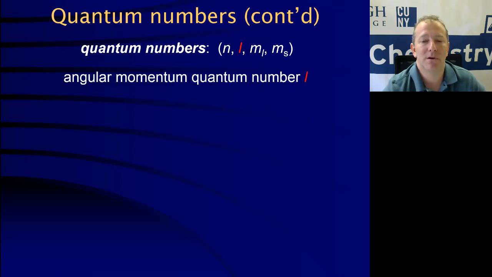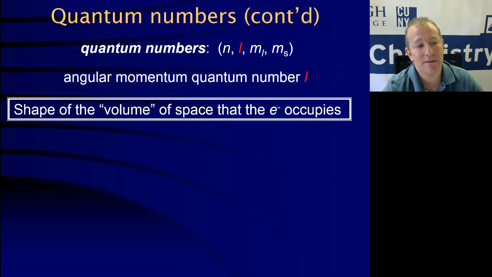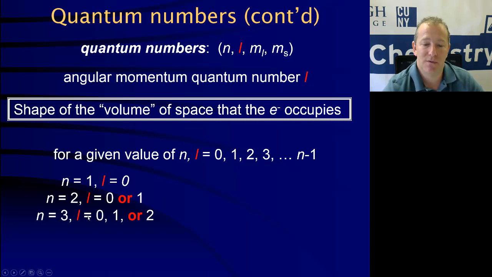l is the angular momentum quantum number, or the azimuthal quantum number. The azimuthal quantum number gives you the shape of the region of space that the electron occupies. The allowed values of l are anything from 0 up to n minus 1. What that means is if you have an n of 1, l has to be 0. If you have an n of 2, then l could be 0 or 1. Anything up to n minus 1. n of 3, l could be 0, 1, or 2. n equals 4, l could be 0, 1, 2, or 3.